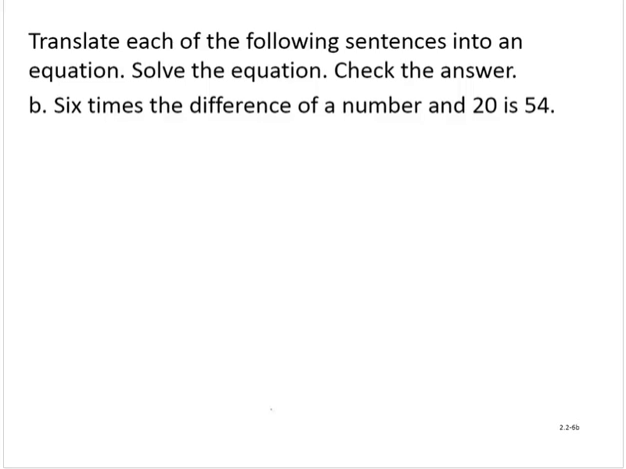6 times the difference of a number and 20 is 54. So again, let's say that x is the number. Six times the difference. So we've seen that situation before. We have 6, and we're multiplying the 6 by a quantity since we have a difference. 6 multiplied by a difference of a number and 20 equals 54.